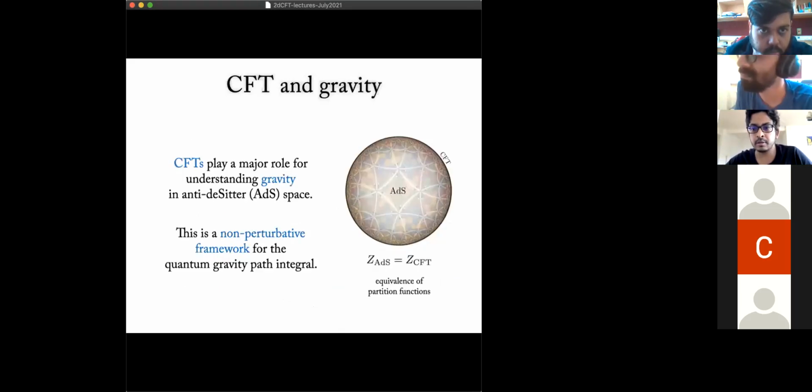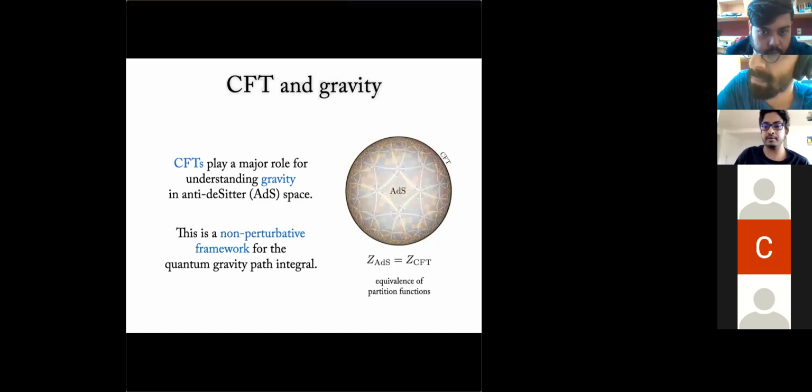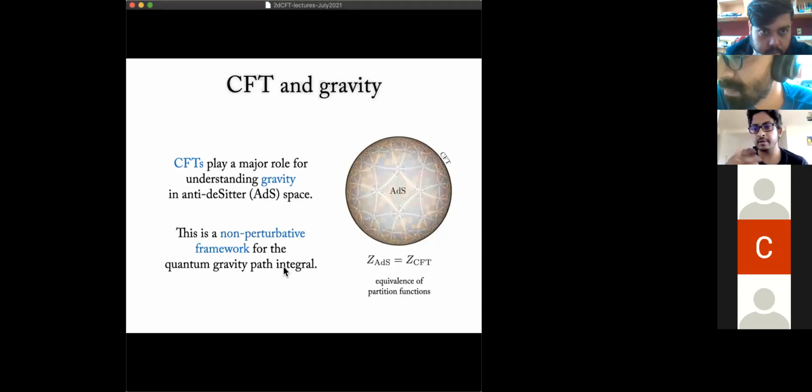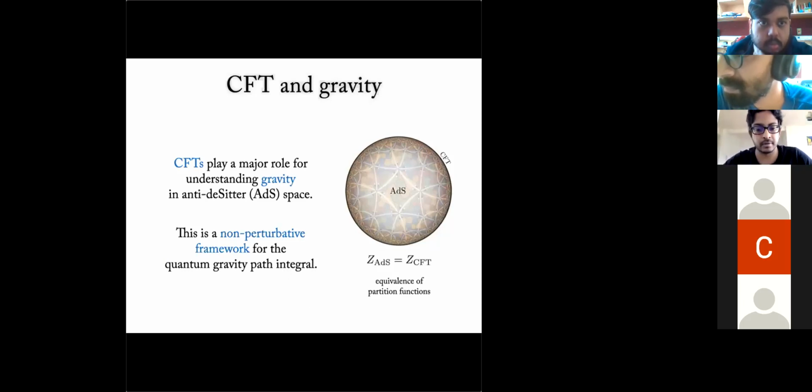Okay, and all of us know, this is general knowledge, that CFTs play a major role in understanding gravity in AdS, and this is the famous AdS/CFT correspondence. And this gives a non-perturbative framework for calculating the quantum gravity path integral.